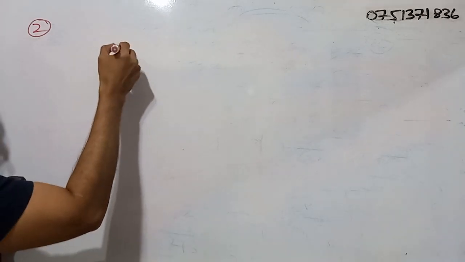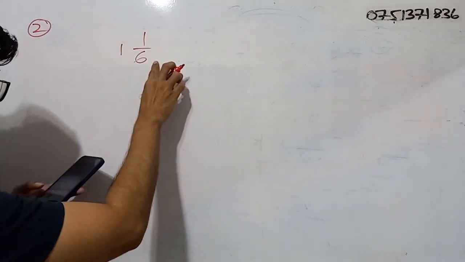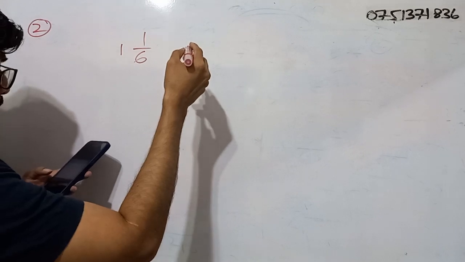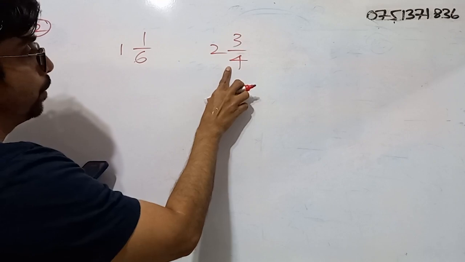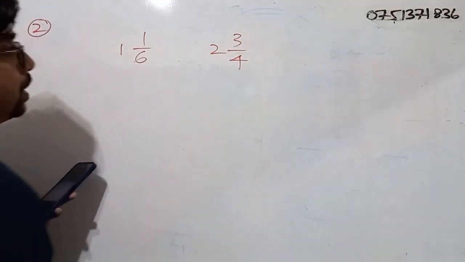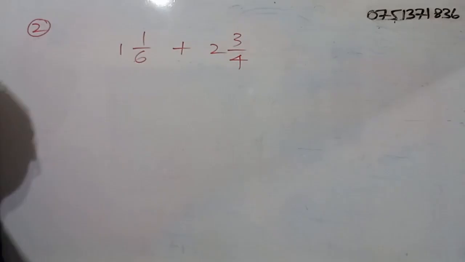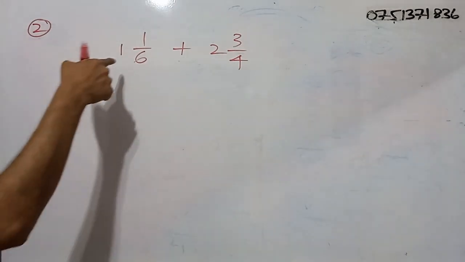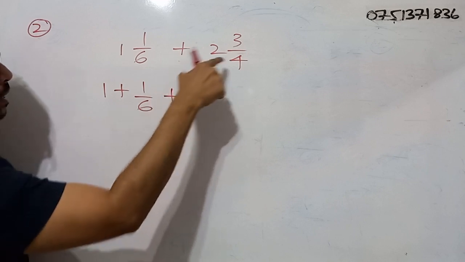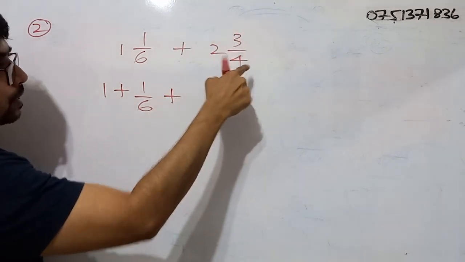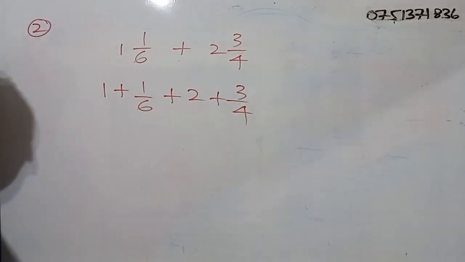So we have 1 and 1/6. So these are meters and this is regarding the shirt. For the dress we have 2 and 3/4 of a meter. So simply what do we have to do? We have to add these values together. Okay, so I can rewrite this as what? 1 plus 1 by 6 plus also this mixed number I can rewrite as what? 2 plus 3 by 4.